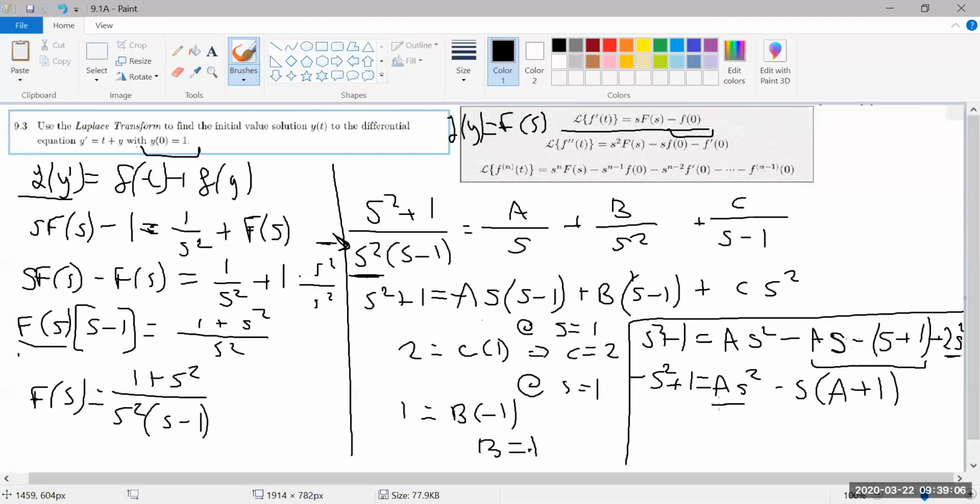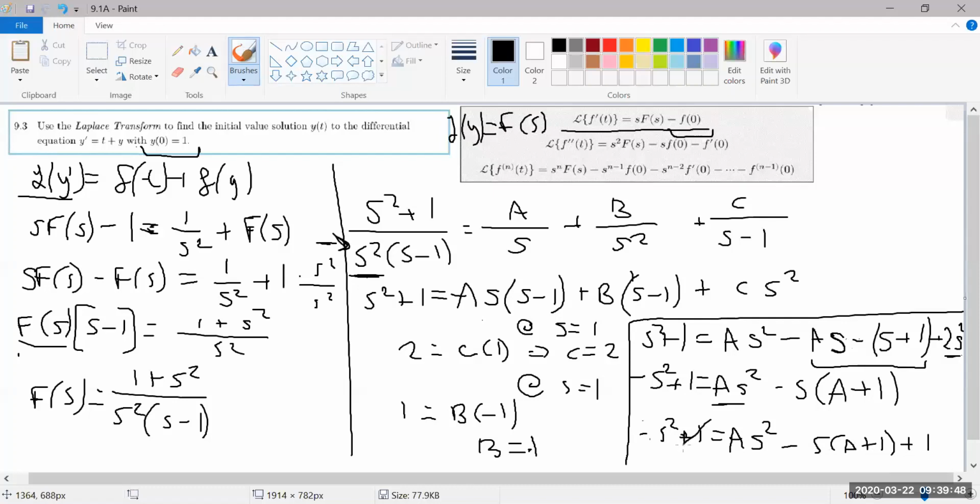Okay, so now moving this across, I'm running out of room, so I'm going to combine steps and hopefully it'll make sense. So I'm going to get minus s squared plus 1 equals a s squared and minus s a plus 1 plus 1.